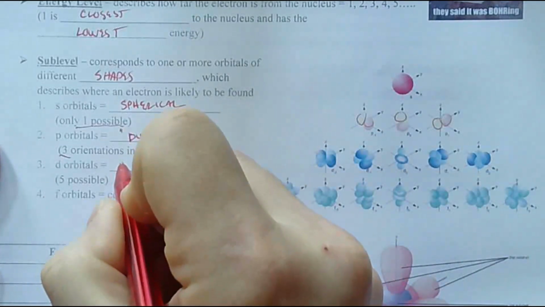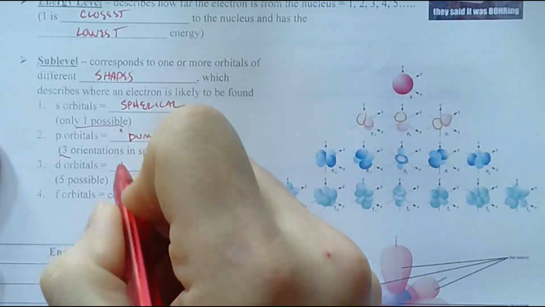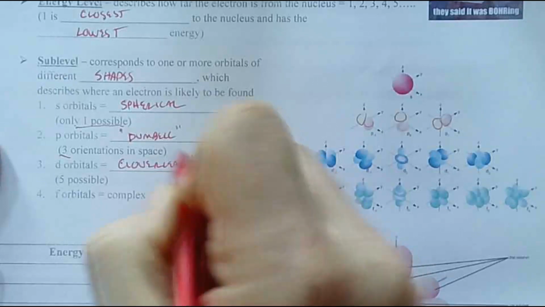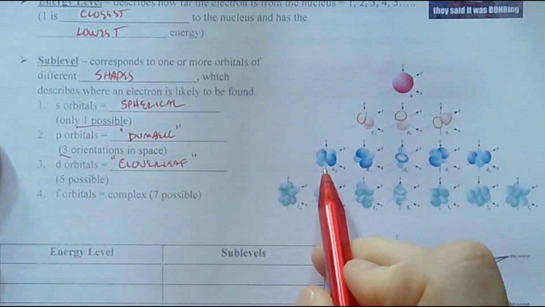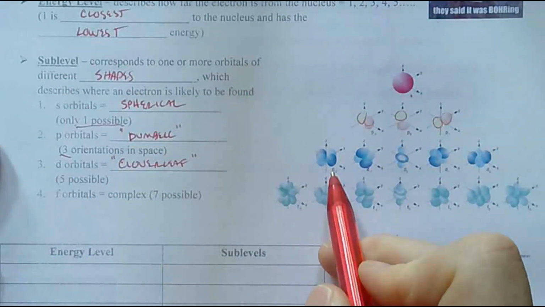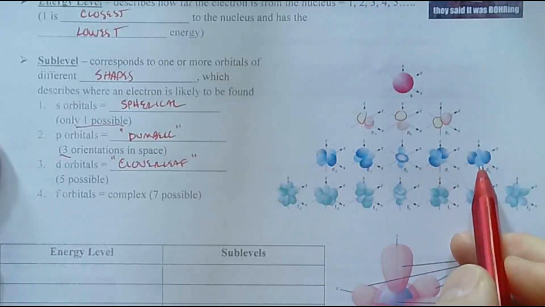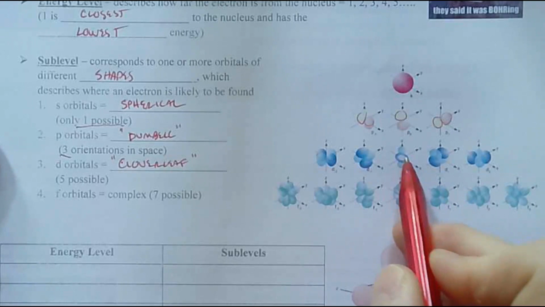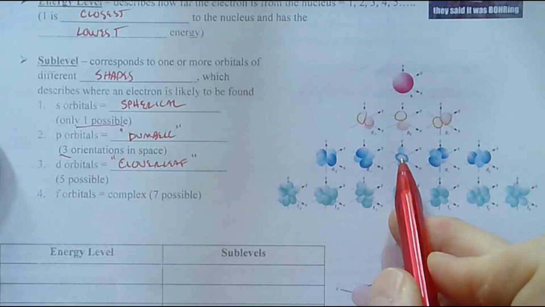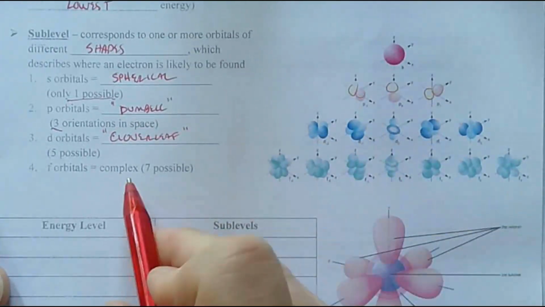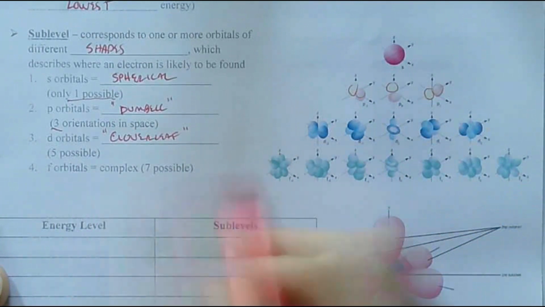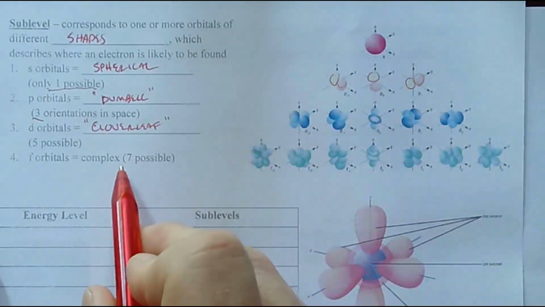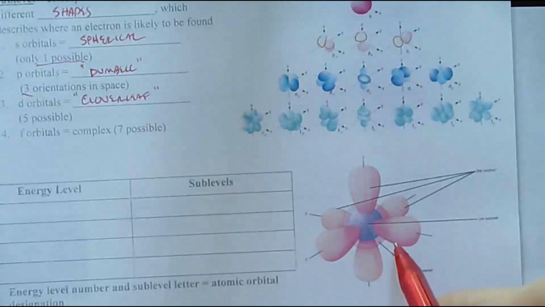D orbitals, those things are clover leaf in shape. You can see them here. There's these 4, and then there's this one that's kind of more toroidal in shape as well. And lastly, there's the f orbitals, which all you can describe this shape as is complex. There's 7 possible.